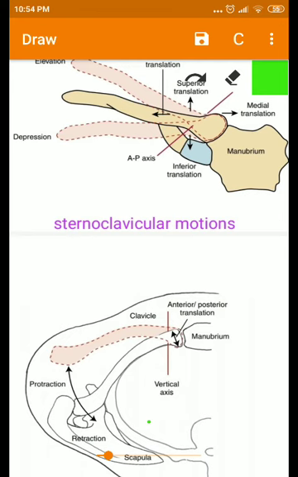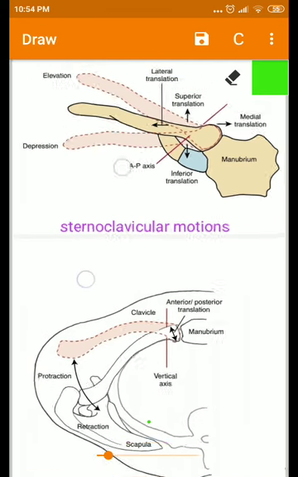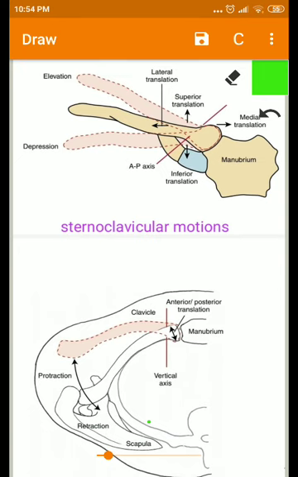Okay, here what is happening to the clavicle during elevation? As we know that the lateral end of the clavicle is moving upwards, there is a downward sliding of the medial side of the clavicle on the manubrium and the first costal cartilage.